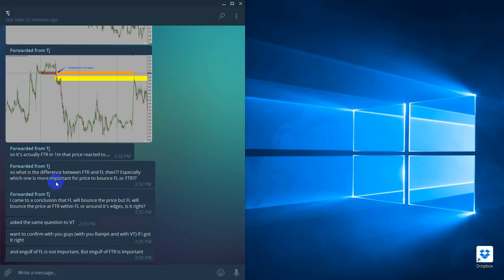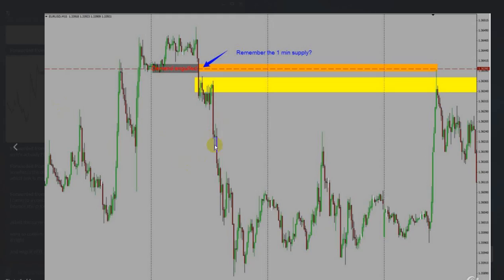Which one is more important for price to bounce, flag limit or FTR? Again, it's the same thing. Flag limit, FTR, same thing. But if you're just looking at an FTR, the flag limit's definitely more important. What I'm saying is, if you just see the FTR in the middle of nowhere, yeah, it worked good here because it's a basic compression.